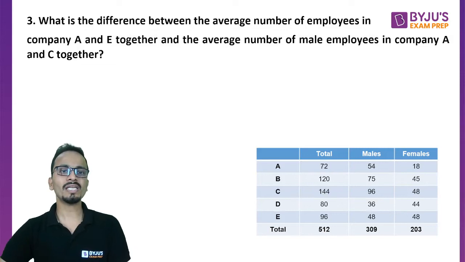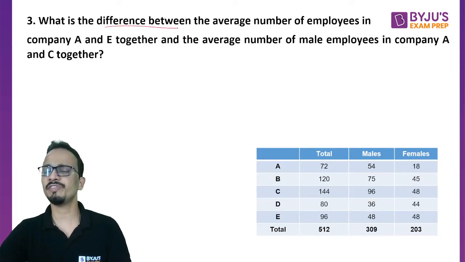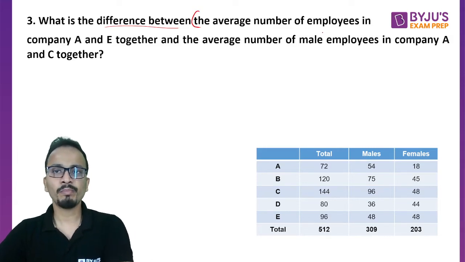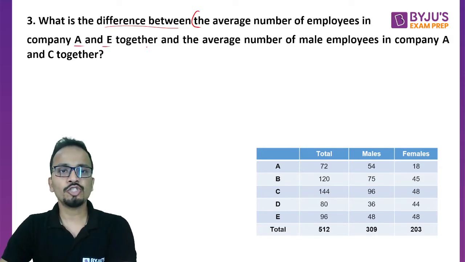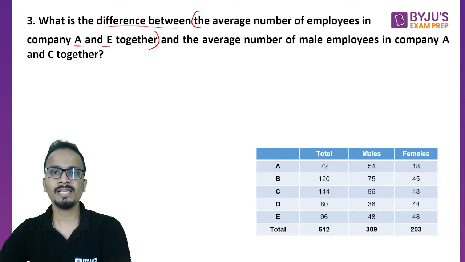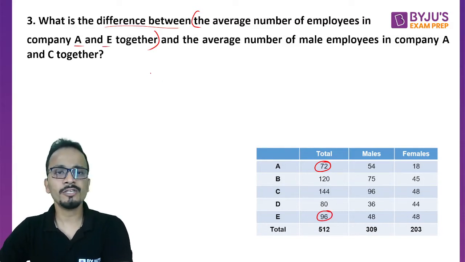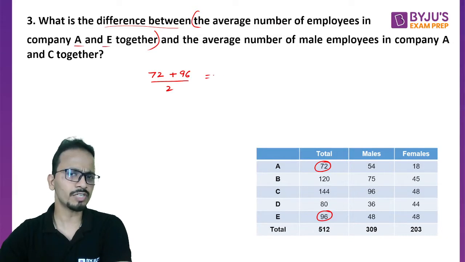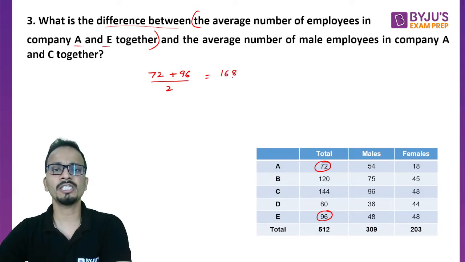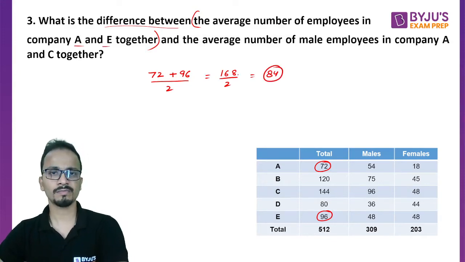We have to find the difference between two values. First is the average number of employees in company A and E together. So A number of employees, E number of employees. The average will be 72 plus 96 divided by 2. Average is sum divided by number of terms, so that is 168 divided by 2, which comes out to be 84. So this is the first of the terms.